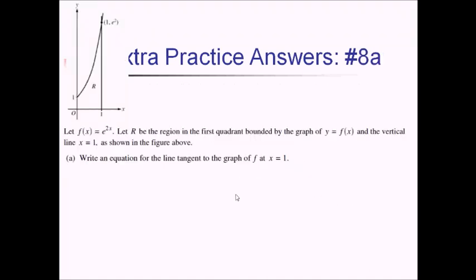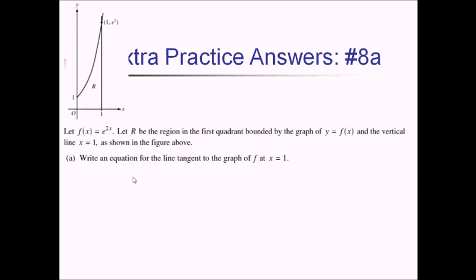On this problem, we have this graph here of f of x, which is e to the 2x, and we also have this vertical line at x equals 1. And they're calling this region between these things and the y-axis here R. For our first task on this, we want to write an equation for the line tangent to the graph of f at x equals 1.